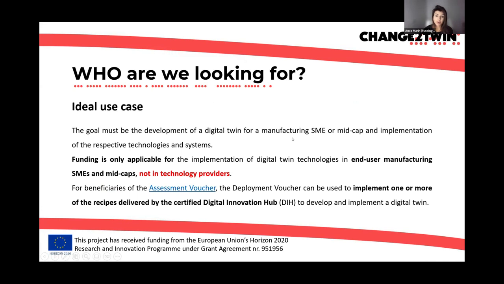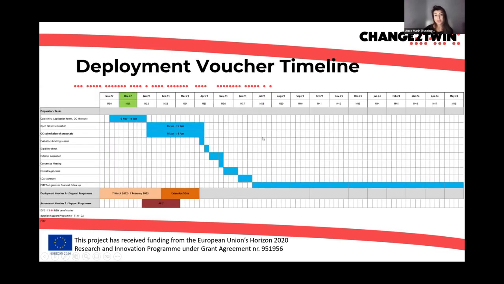Applicants for deployment vouchers that have previously been through an assessment voucher can use the recipes that they received in a previous stage to implement now throughout the deployment support program. As a short timeline, as mentioned, we started the call on the 16th of January, and it will be open until the 16th of April. So there is plenty of time for everyone to apply if they consider this open call.